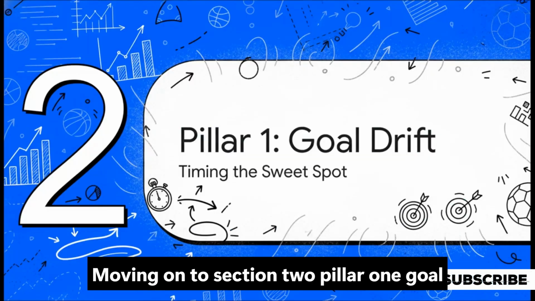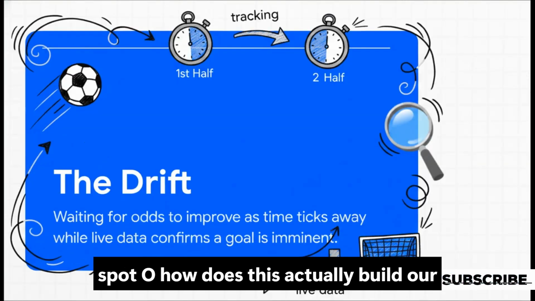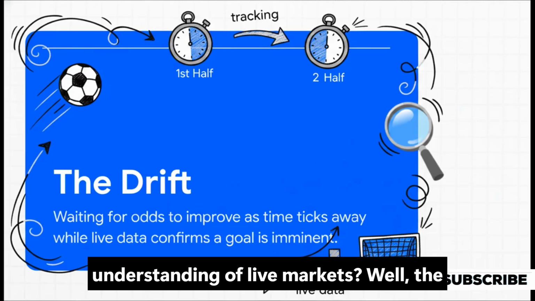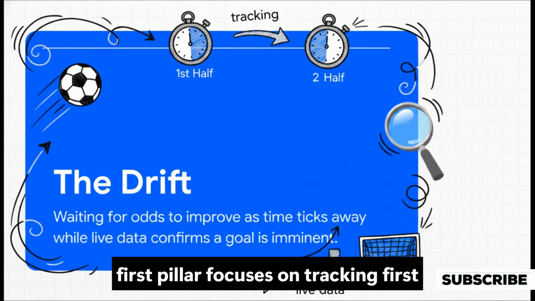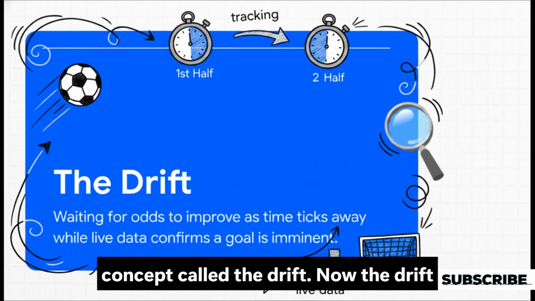All right, moving on to Section 2. Pillar 1, goal drift. It's all about timing the sweet spot. So how does this actually build our understanding of live markets? Well, the first pillar focuses on tracking first and second half goals using a really cool concept called the drift.